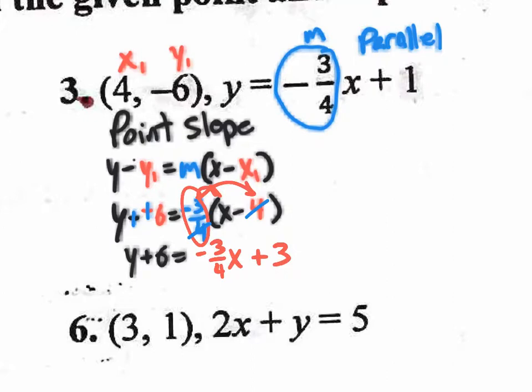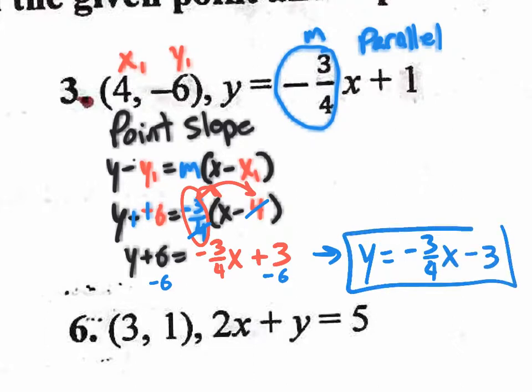Okay, so if that made sense, all I need to do now is subtract 6. Subtract 6 here, subtract 6 there. My final equation in slope intercept form is y by itself equals negative 3/4 x minus 3. And that's your slope intercept form equation.